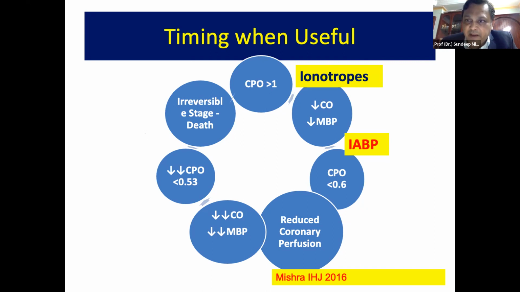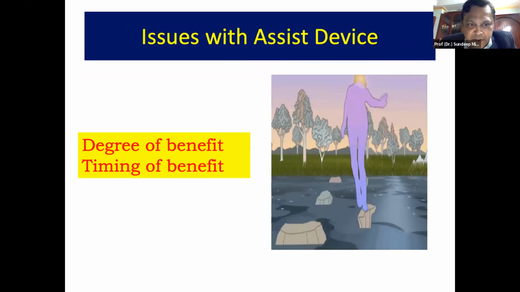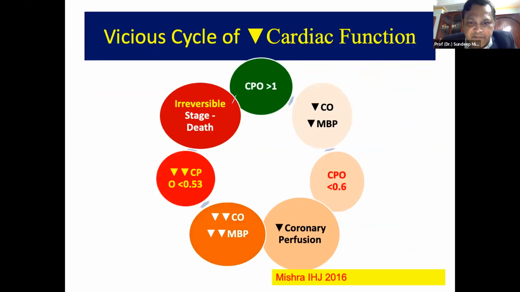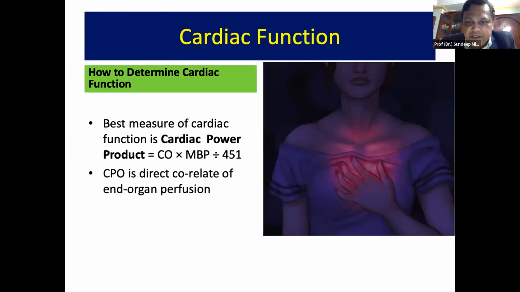At this point of time, I would just like to interrupt. CPO, if you can define CPO for us. CPO is cardiac power output or cardiac power product. It is a multiple. It's a factor that is a multiplication of cardiac output into mean blood pressure divided by 451. So basically a product of cardiac output and mean blood pressure.